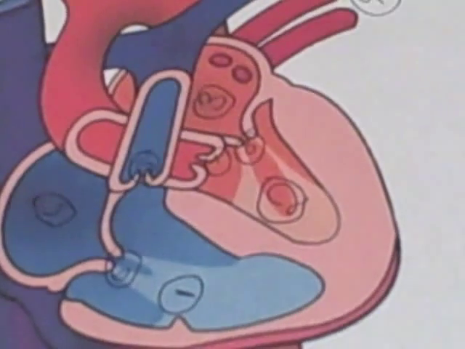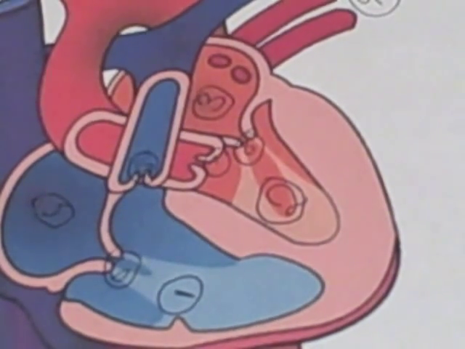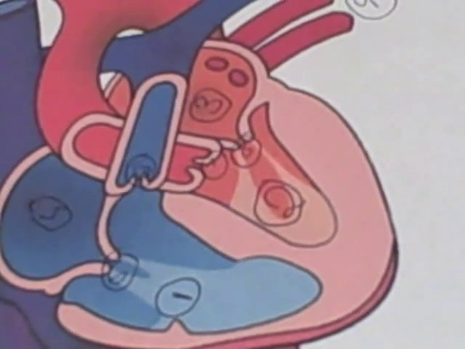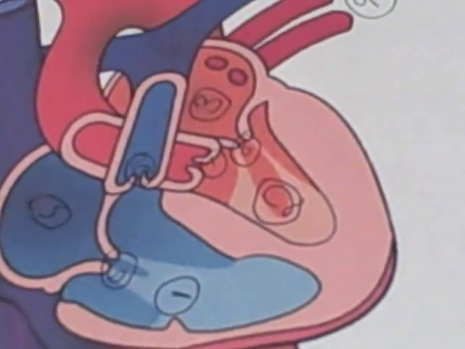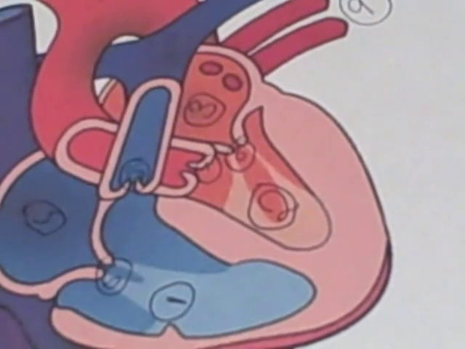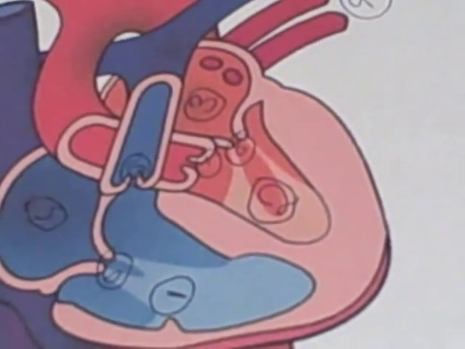These two veins here. Number 9 is the pulmonary vein. Number 10. Number 10 is exactly the same as the pulmonary vein, but it's the pulmonary artery. And finally, last but not least, number 11.